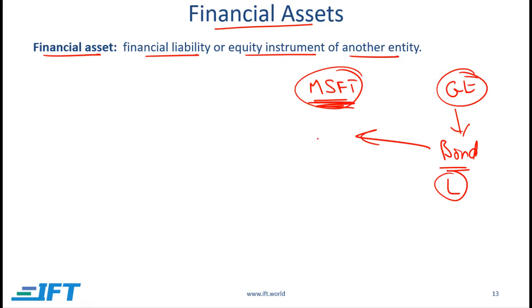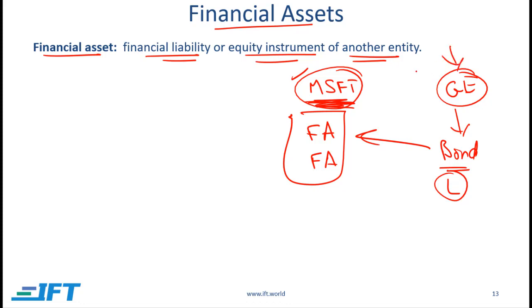So on Microsoft's balance sheet, this bond, the General Electric bond, will appear as a financial asset. Now let's also say that Microsoft buys General Electric shares. Those shares are equity for General Electric, but for Microsoft, those General Electric shares will also be classified as financial assets. So that's what we mean when we say that a financial asset for a given company, such as Microsoft in this case, is the financial liability or an equity instrument of another entity. In my example, the other entity is General Electric.